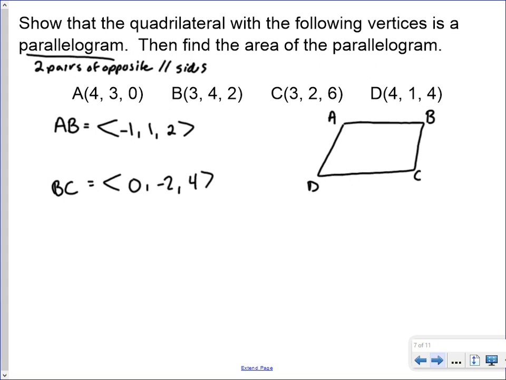Now, in order for this to be a parallelogram, AB must be parallel to CD. Okay? So then I'm going to do CD. And I'm doing terminal minus initial. So 4 minus 3 is 1. 1 minus 2 is negative 1. And 4 minus 6 is negative 2.